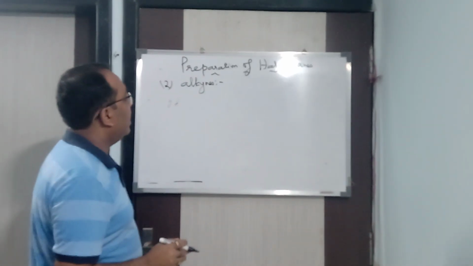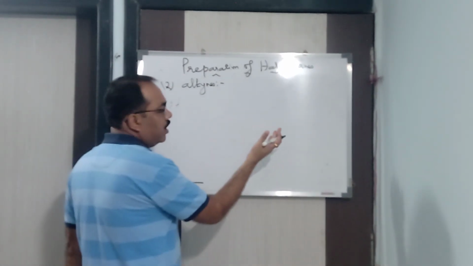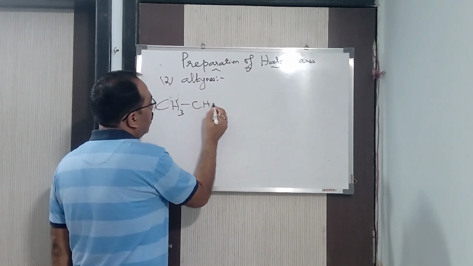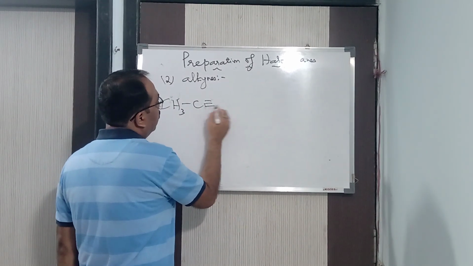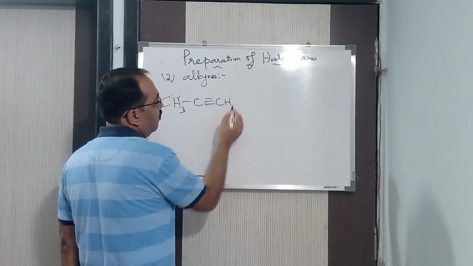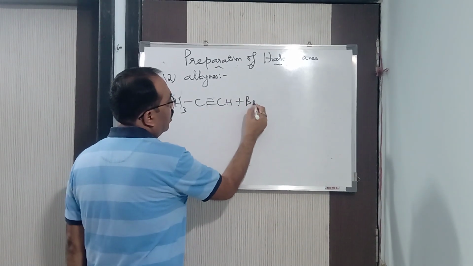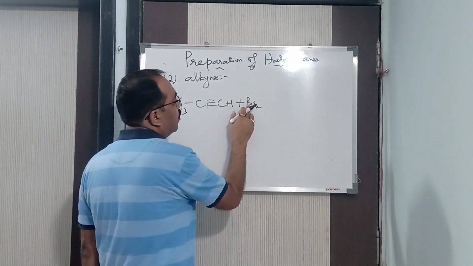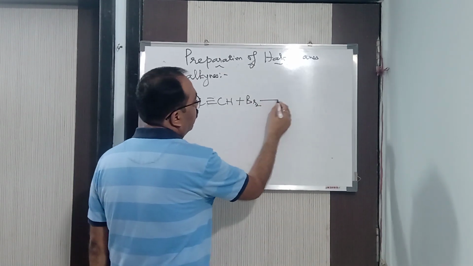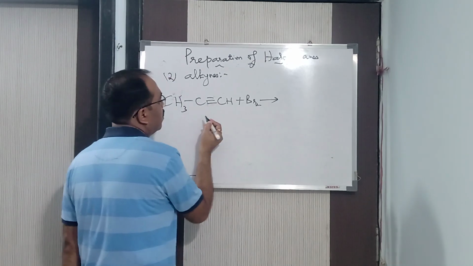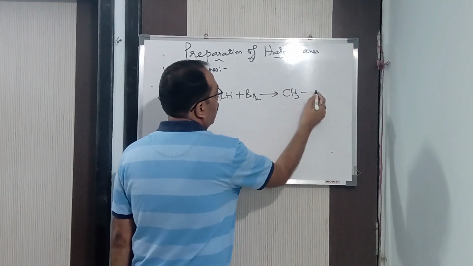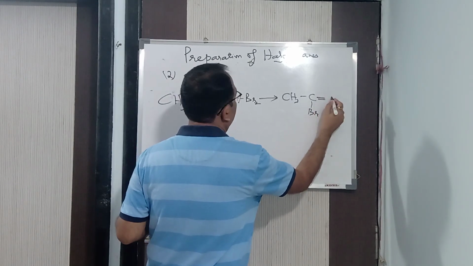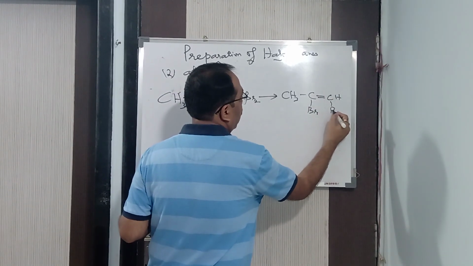Next we'll see from alkynes. It's similar to that of alkenes only. For example, suppose I take CH3C≡CH, that is propyne, and I take bromine. Then what you will get is simply an addition product: CH3CBr=CHBr, where one Br is added here and another Br comes in its place.